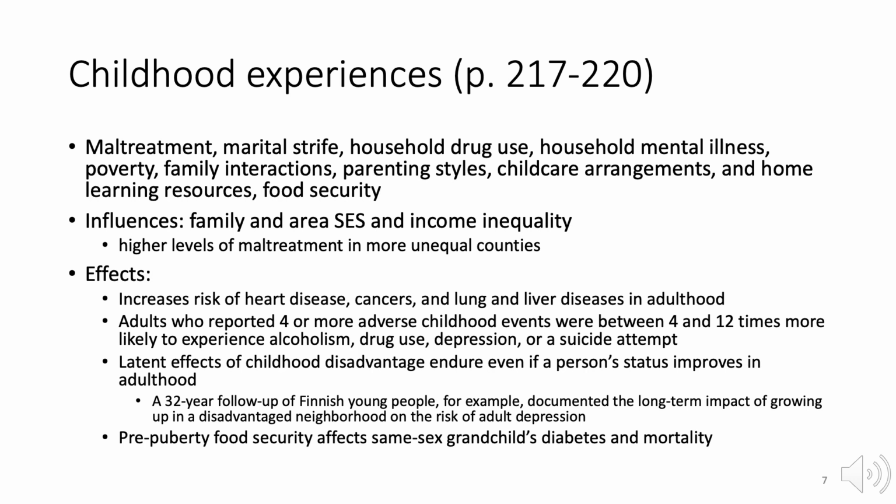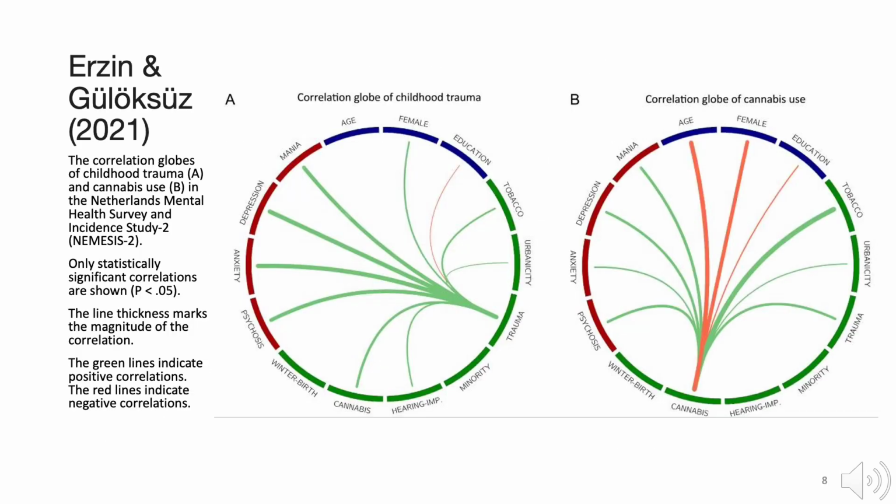An interesting study also shows that diabetes and mortality can be traced to food insecurity two generations prior, when the grandparent is experiencing food insecurity pre-puberty. These are really interesting findings showing how biological and social influences intertwine. This Dutch study shows that childhood trauma is associated with poorer mental health, which is in turn associated with greater cannabis and tobacco use.